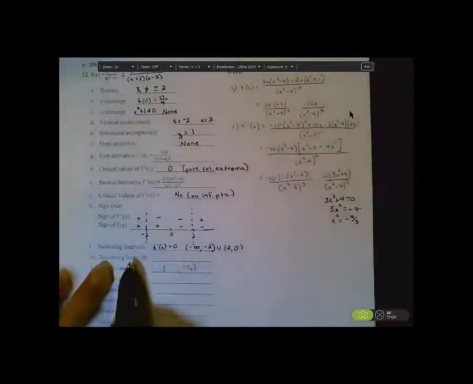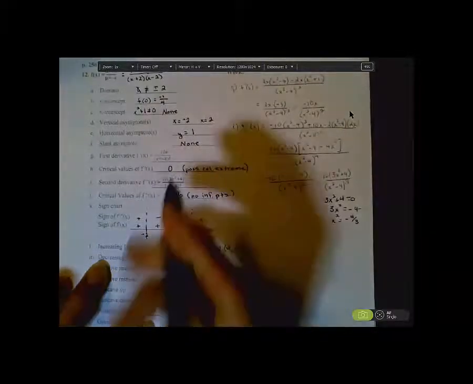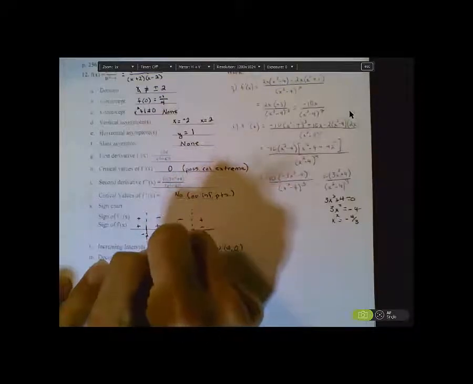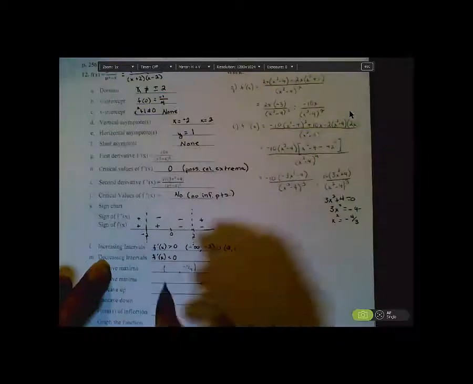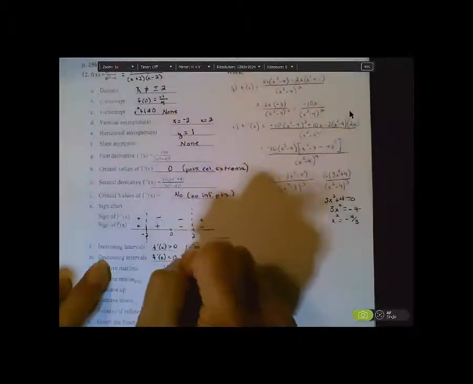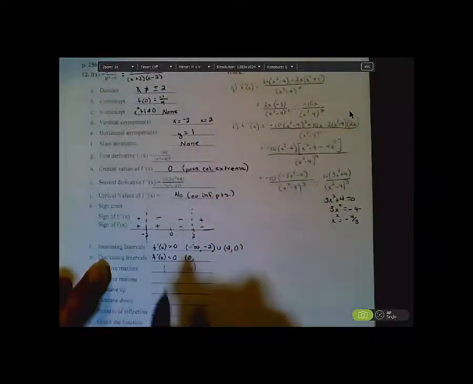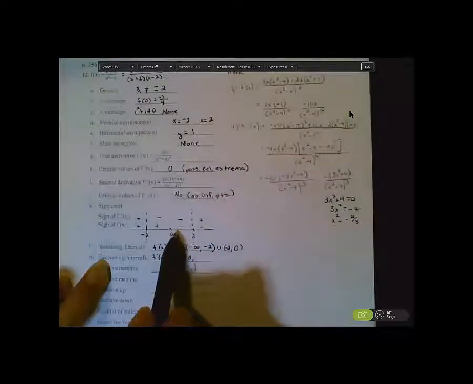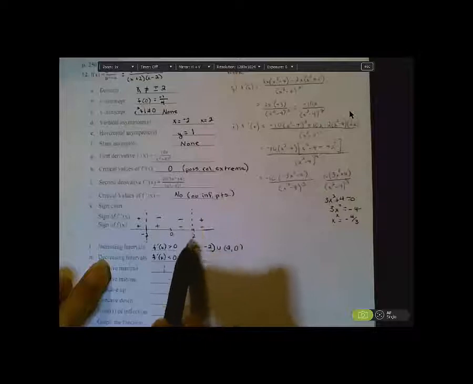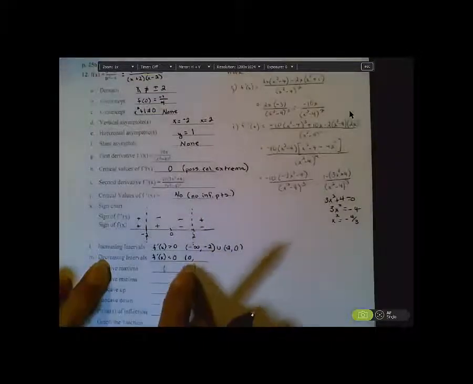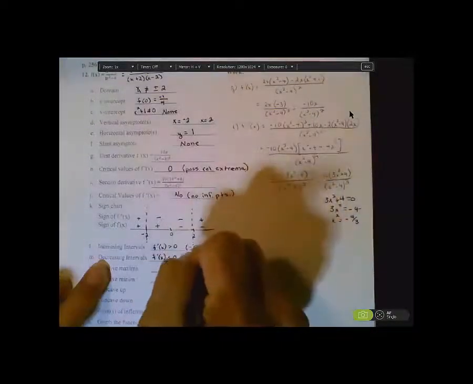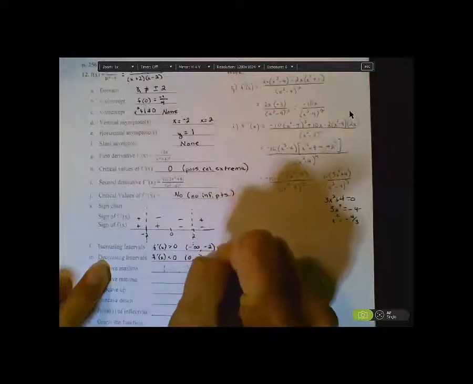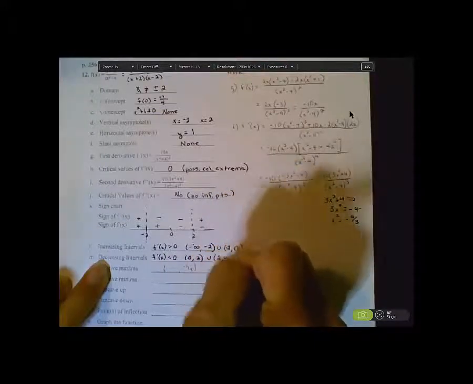And the function is decreasing wherever the first derivative is negative. So the first derivative starts being negative at 0, and I really can't say to infinity because there's a break in the function right here, a non-removable discontinuity. So I'm going to say the function is decreasing from 0 up to 2, and then from 2 to infinity.